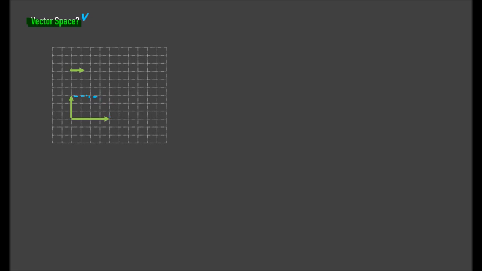Okay. If vectors are given, we can define two operations. First is the summation of vectors. If two vectors are given, their sum is well defined. And if a vector is given, we can multiply this vector by a scalar. So to define vector spaces, two operations are required.